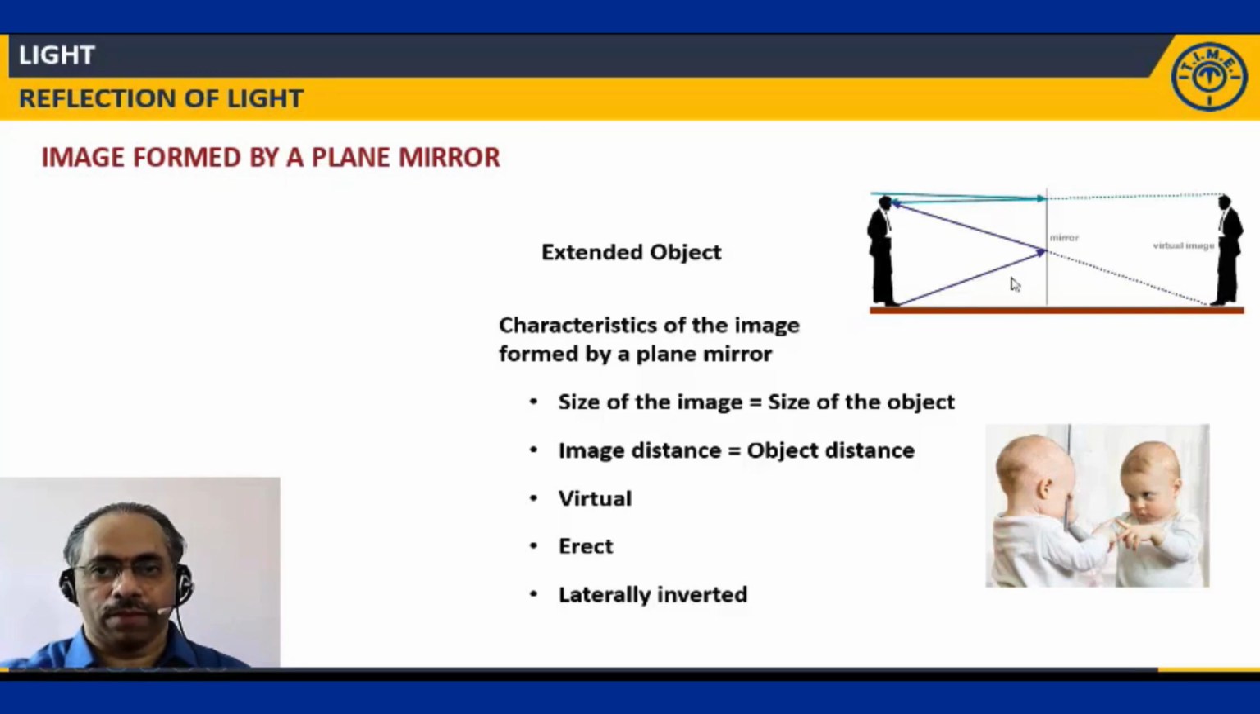So we are not considering point objects over here. We are considering the total object and the image of the total object that we are getting. Such an object, where the size is bigger and not very small, we'll call an extended object. Okay. So I hope the images formed by a plane mirror are clear to you.